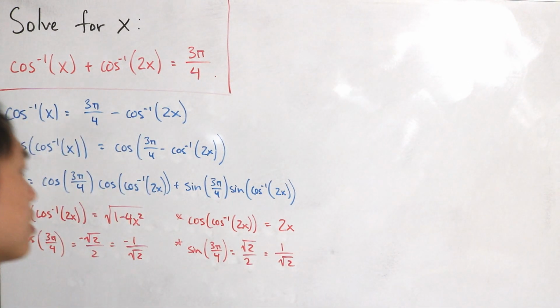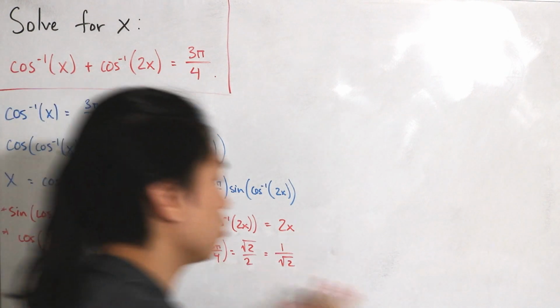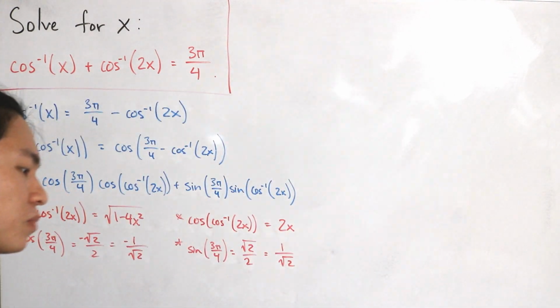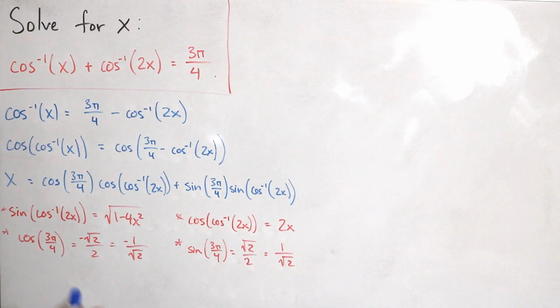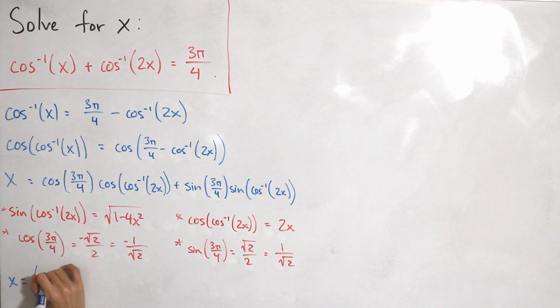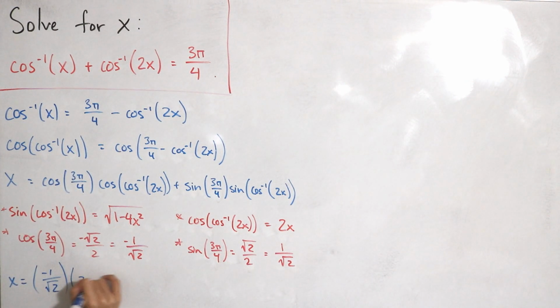With that, we can make substitutions for all these values that we just computed. So we plug all this back in. We have x is equal to, first, negative square root of 2, coming from cosine of 3 pi over 4, multiplied by 2x.